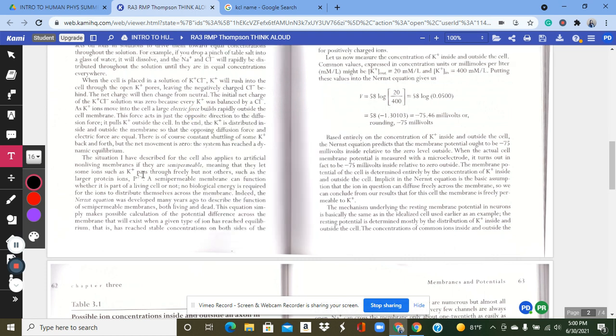This force acts in just the opposite direction to the diffusion force. It pulls potassium outside the cell. In the end, the potassium is distributed inside and outside the membrane so that the opposing diffusion force and the electric force are equal. There is, of course, constant shuttling of some potassium back and forth, but the net movement is zero. So basically, the system has reached dynamic equilibrium.